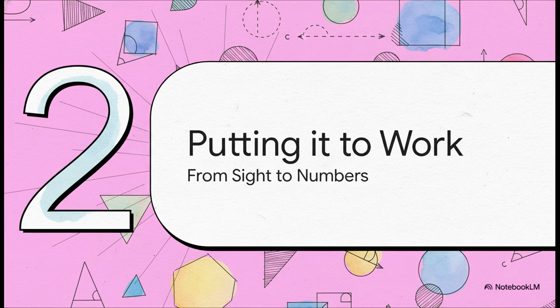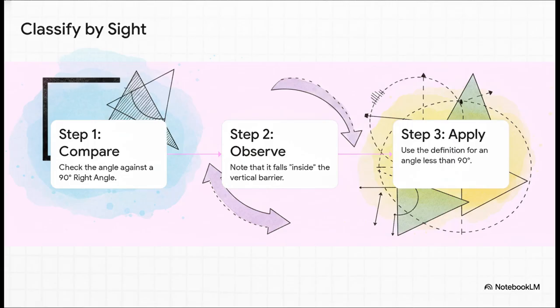Okay, we've got the definitions down. That's the theory. Now let's get practical and actually put these ideas to work. We'll start with something simple, just using our eyes. All right, so let's say you see an angle like this out in the wild, but you don't have a protractor on you. How can you figure out what it is?